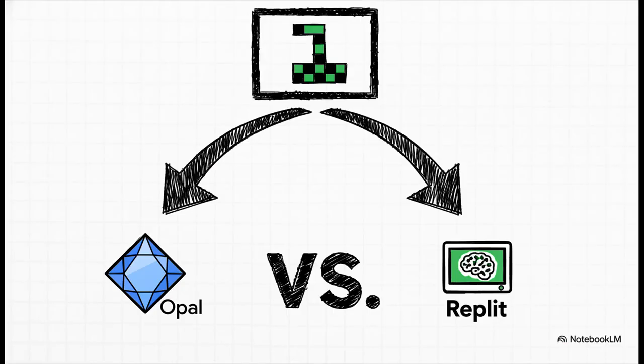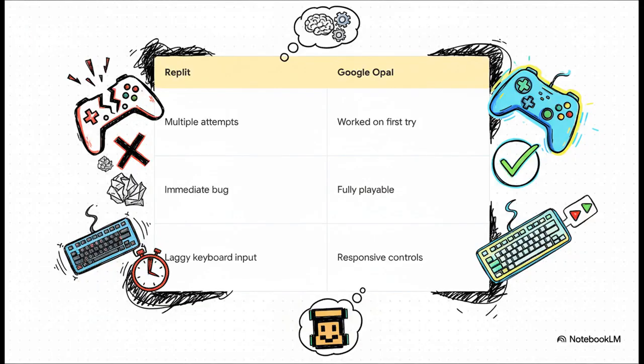The rules were super simple. Give both tools the exact same prompt. I want to build the Snake game. Then just sit back and see what happens. Who's going to build it faster? And more importantly, whose game is actually going to be playable? And the results? Whoa, they were not even close.